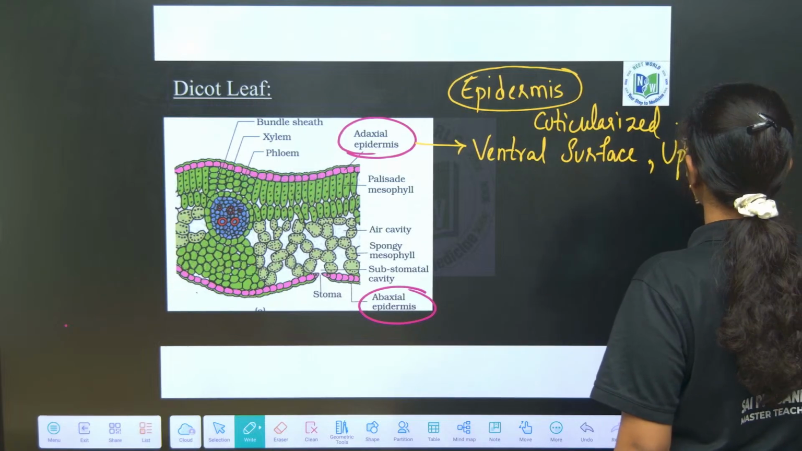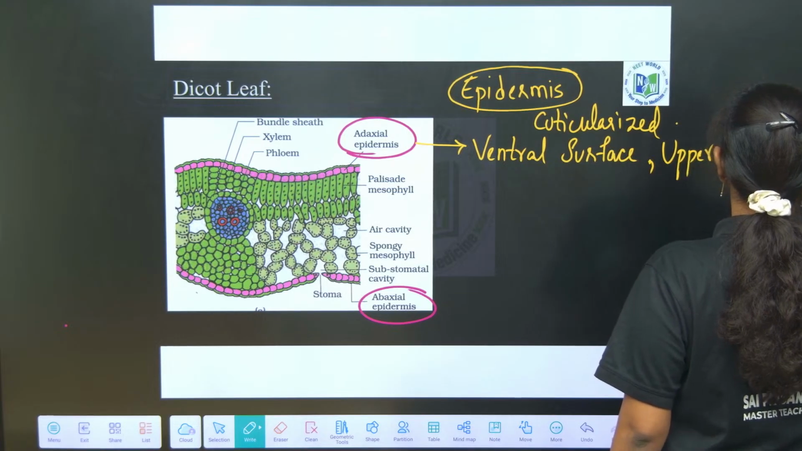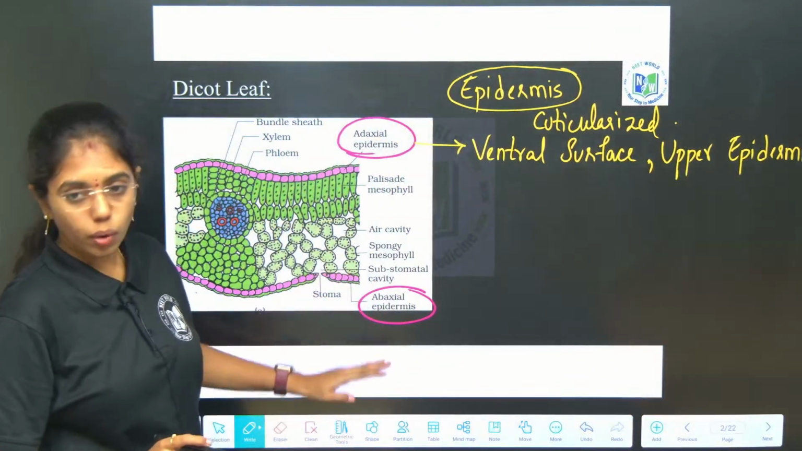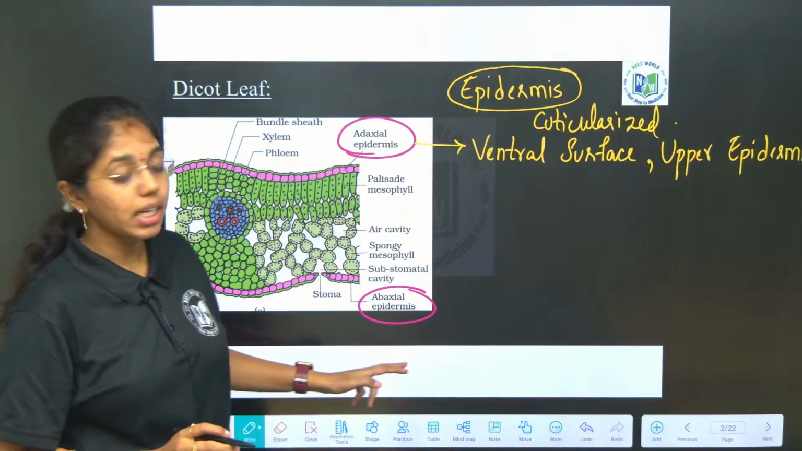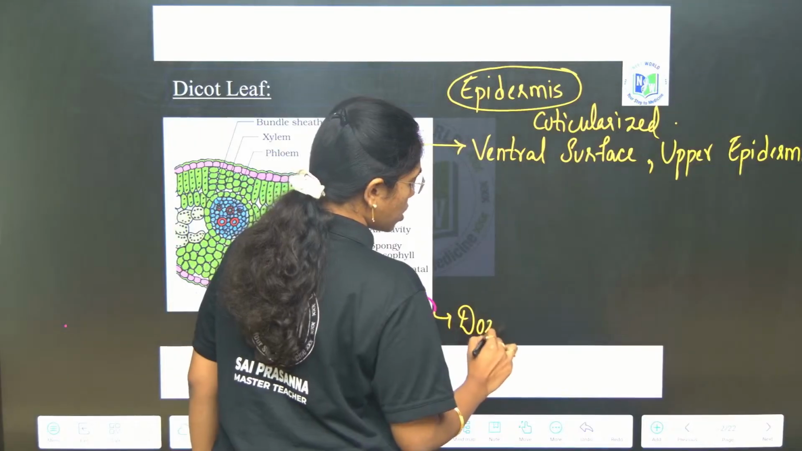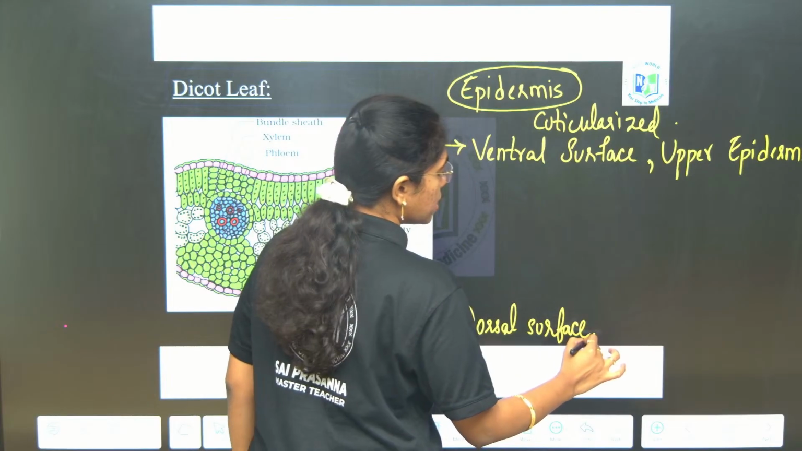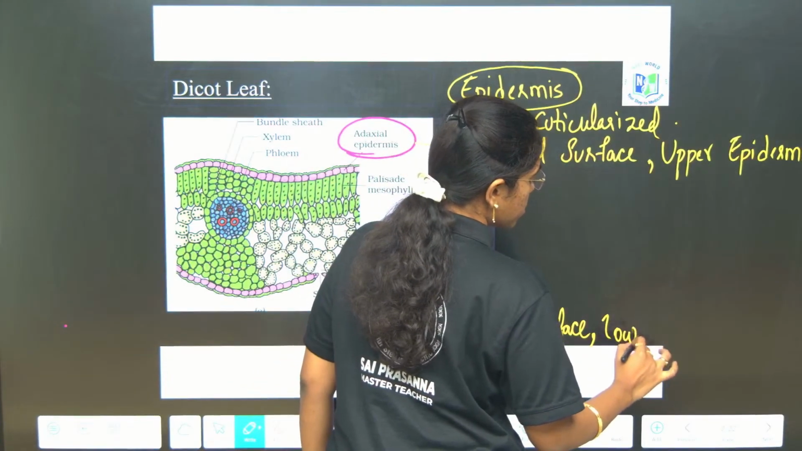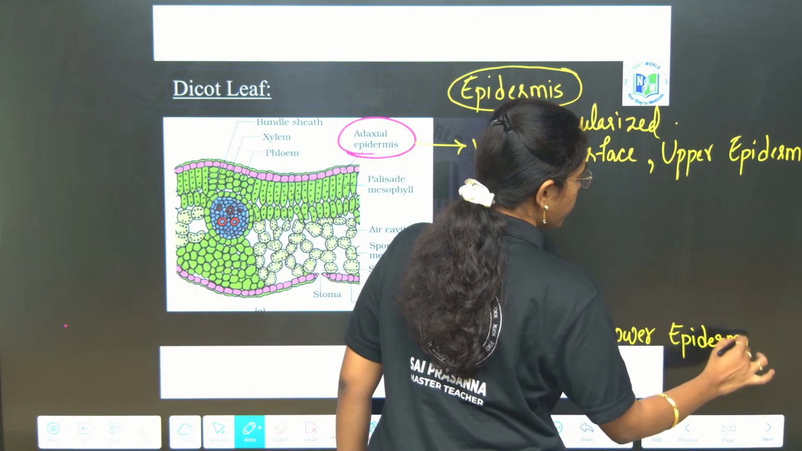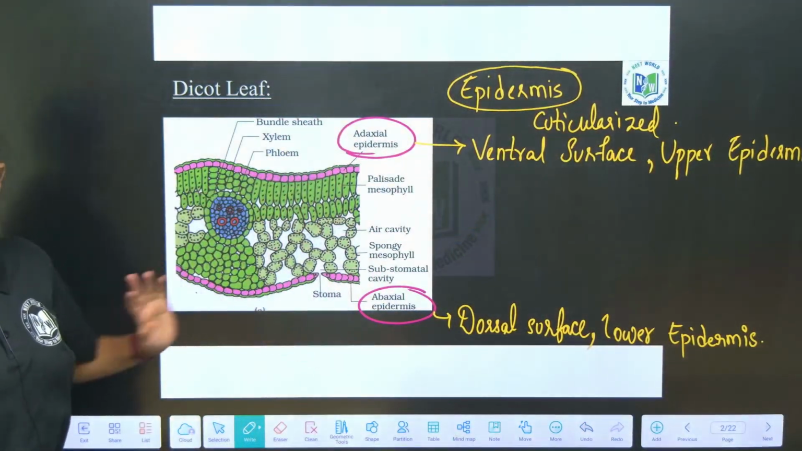This is the upper epidermis. Fine. And here abaxial epidermis, which is on the lower side. This is the lower epidermis and is present on the dorsal surface. So adaxial and abaxial epidermis are clear.